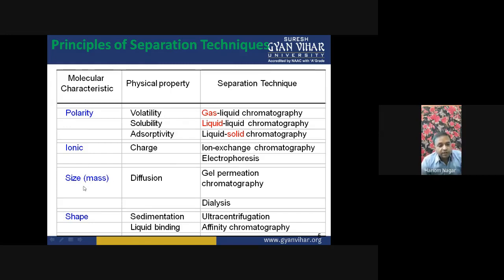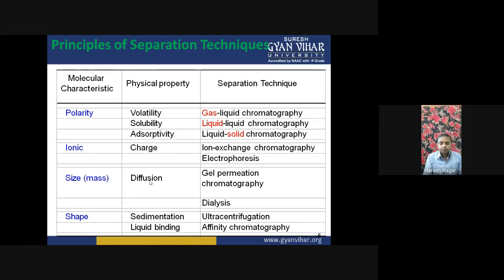So the molecular characteristic is size. Size means the mass. Then the physical property affected by this is the diffusion, because diffusion is based on the size of the molecules. If the size of the molecule is greater, then the diffusion will be slower. And if the molecule is of a small size, then the diffusion would be at a very high rate, or it will be faster.